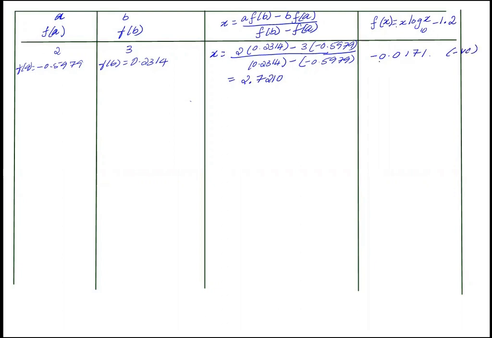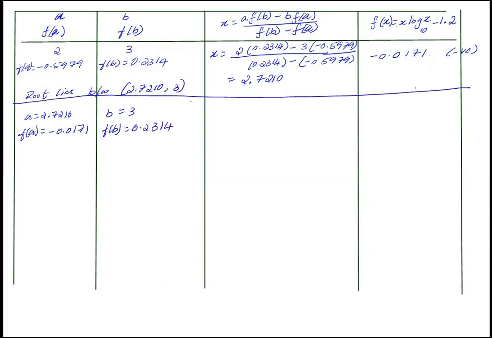Now this is a negative value. Since it is negative, we should replace the negative end here, so a becomes 2.7210. Therefore your root lies between 2.7210 and 3. Change the a value to 2.7210, and the f of a value is what we just got, negative 0.0171, and b remains the same, that is 3, and here the f of b value is the same, 0.2314, right?